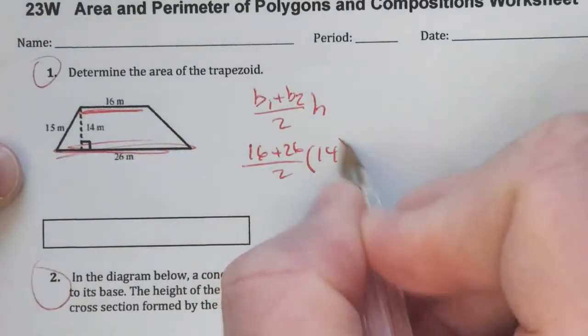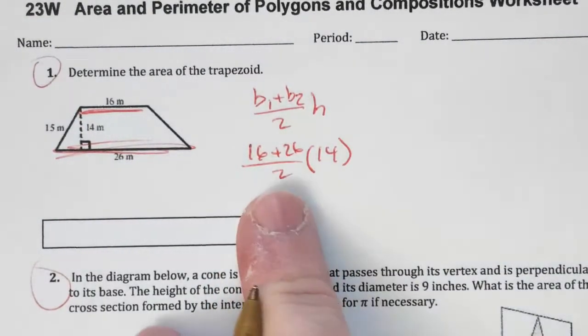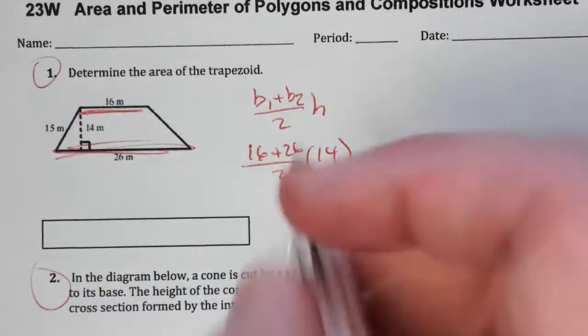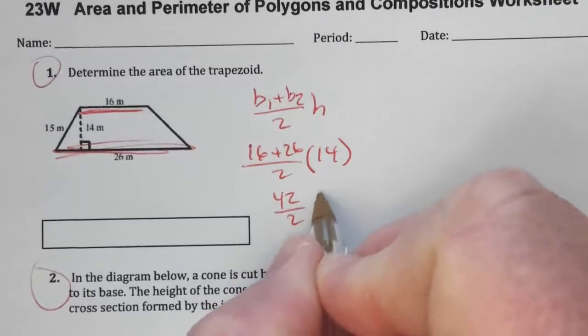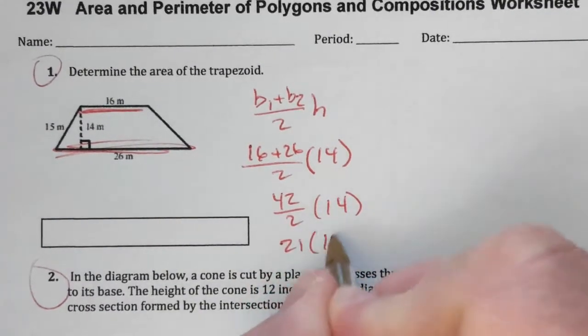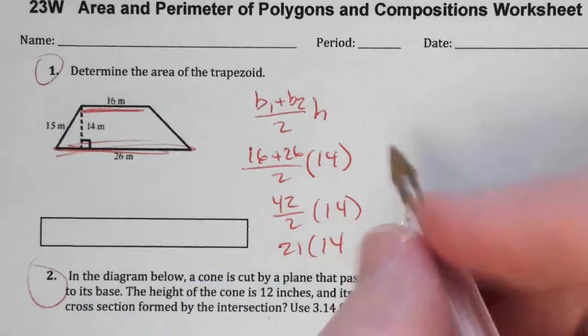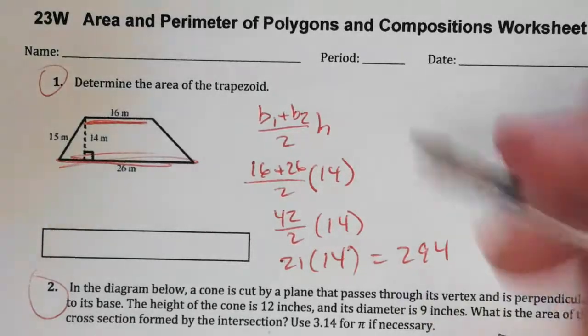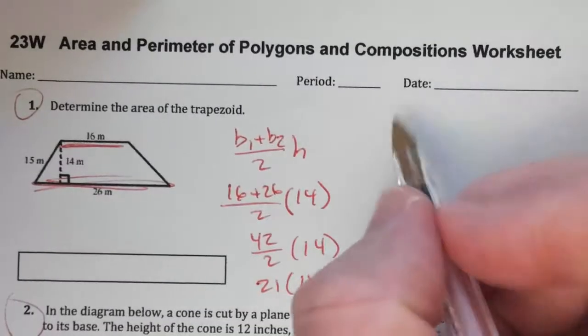That would be 14. All right, now this is a major thing that people get wrong. You want to add up the tops all by themselves first. So it's 42 over 2. Now divide by 2. You get 21 times 14. And you get 294.